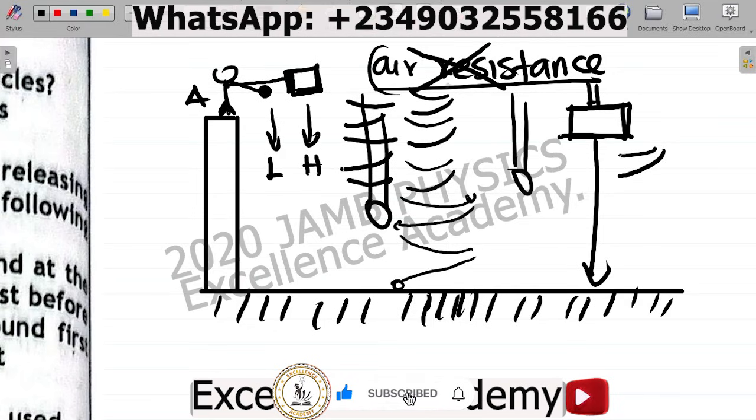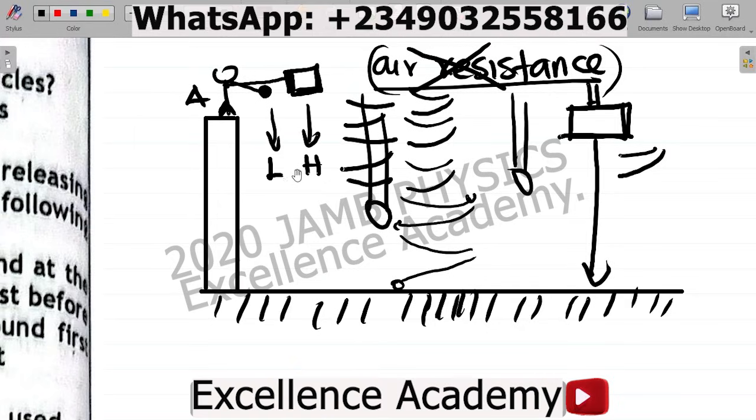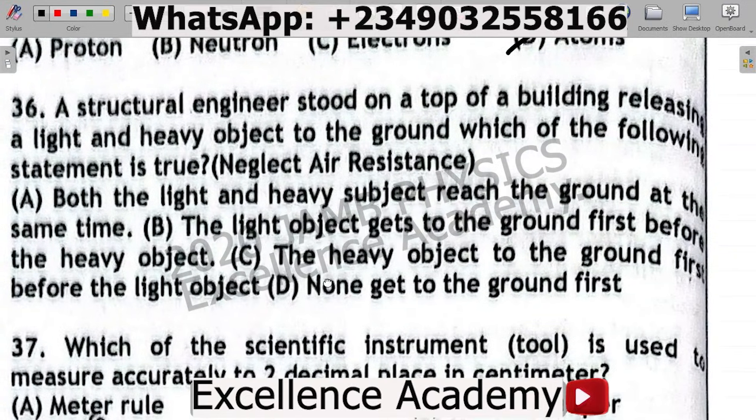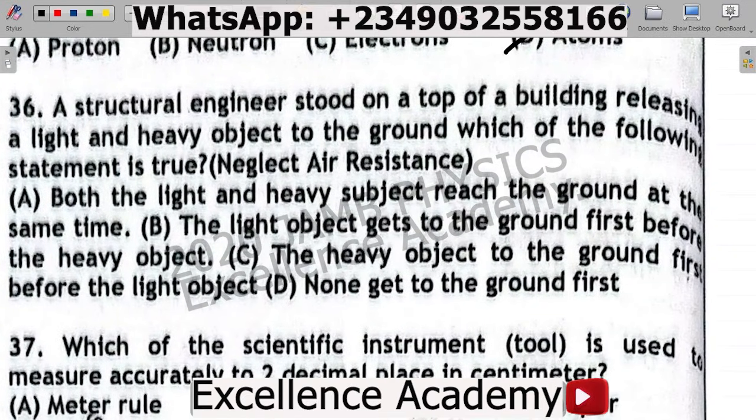That means if we neglect air resistance, emphasis on if we neglect air resistance, you observe that both lighter objects and heavier objects will fall at the same rate and they will reach the ground at the same time. So for this question, the correct answer would be A. Both the light and the heavy objects will reach the ground at the same time because we have neglected air resistance, as given in this particular question.